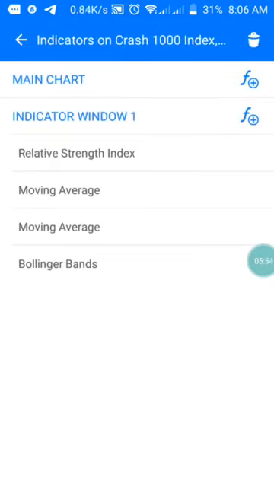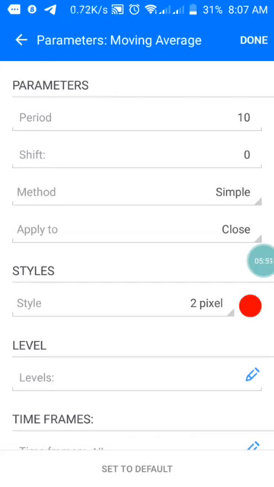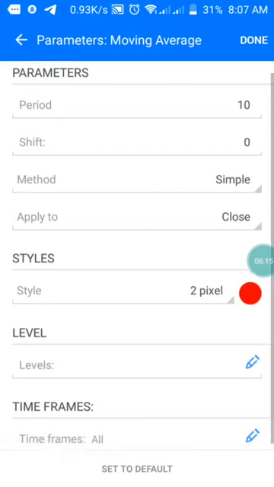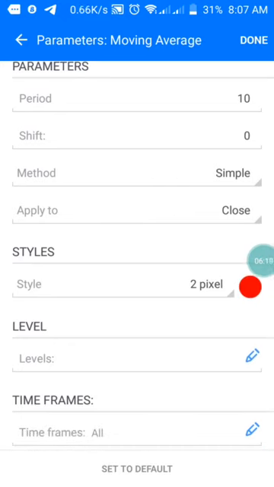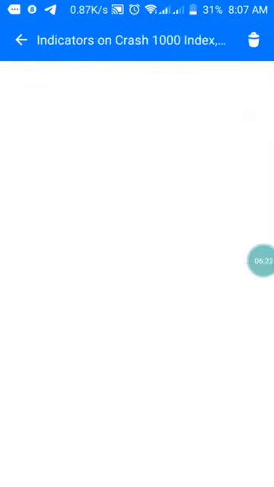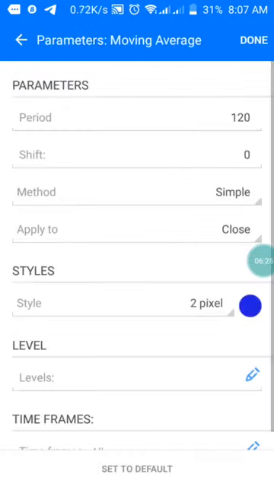Let's move to the moving averages. The first moving average has a period of 10, shift of 0, method simple, apply to close, and the style is red color. You can choose any color you want, it might be green or white, depending on your background color. I don't have any level here, so press done. Then you move to the next moving average: period of 120, shift of 0, method simple, apply to close, and the color is blue. Then press done.